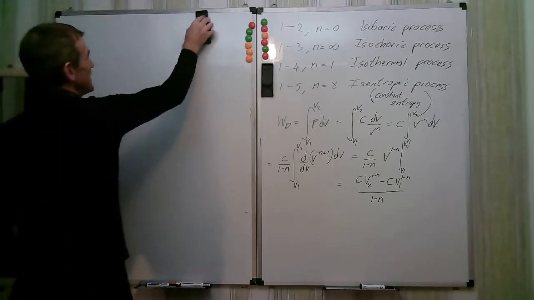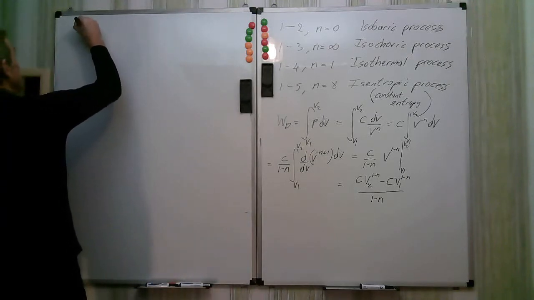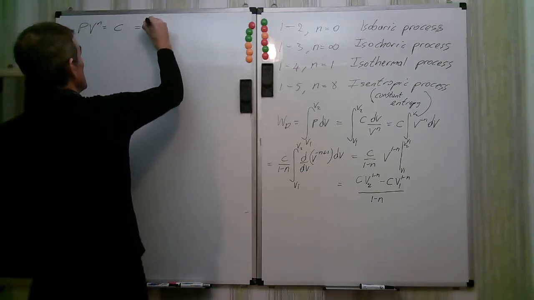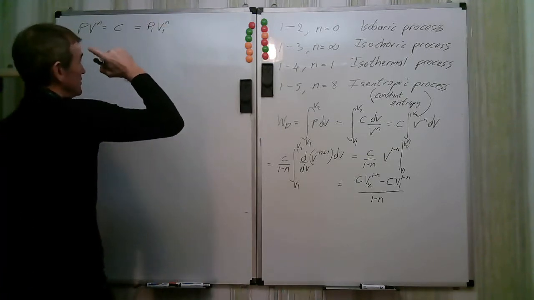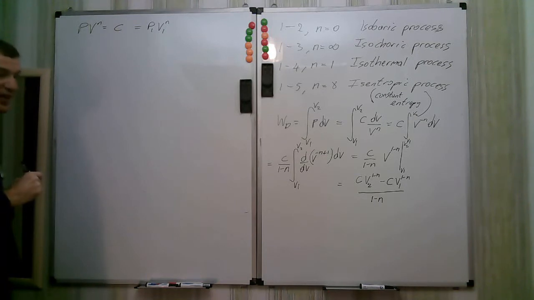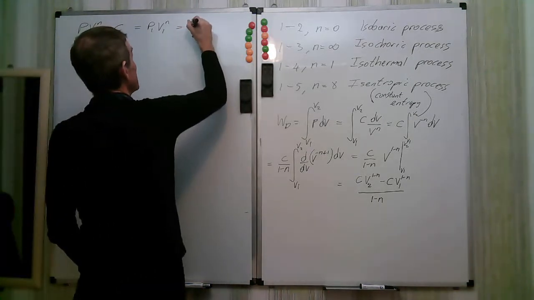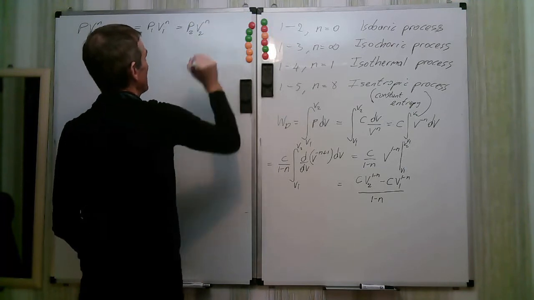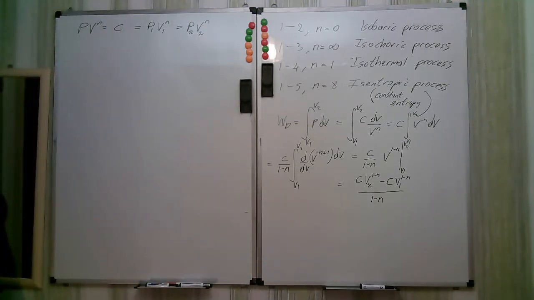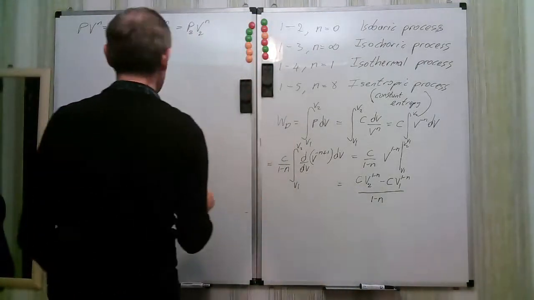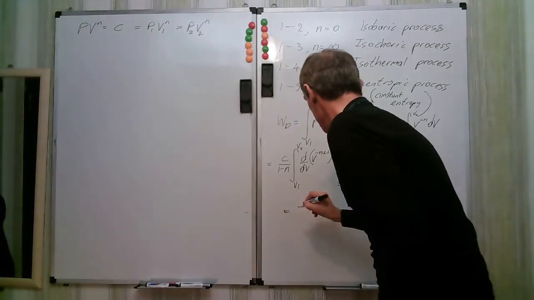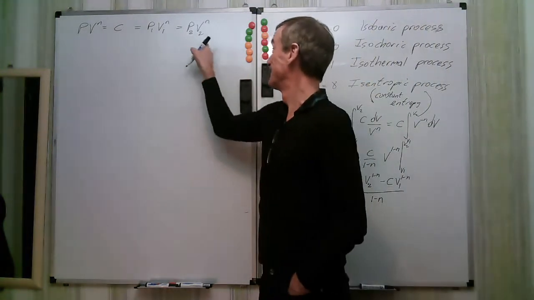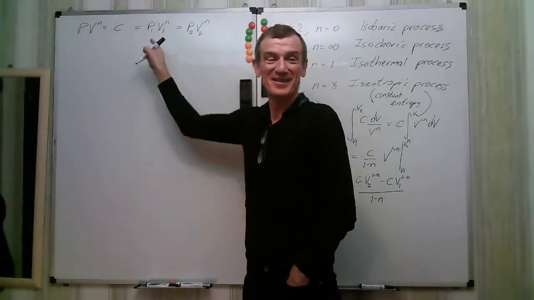So what I mean is we've got PV to the n equal to C. But at the end states, this is equal to P1 V1 to the n, of course. Since it's constant for all P and V along the path, it's also P2 V2 to the power of n. So that's the same thing, and that must be true. So I can substitute this in here, on this side this one, and on this side that one, just for convenience.